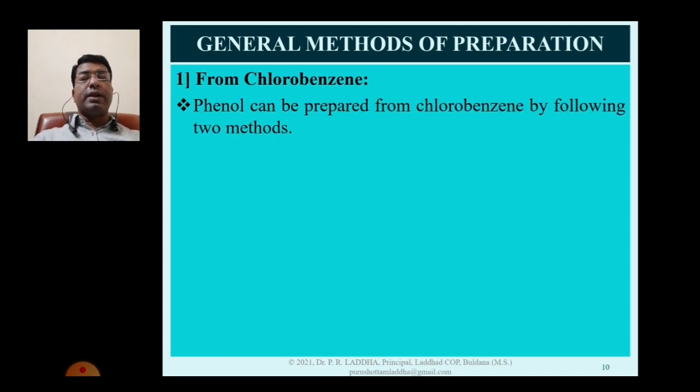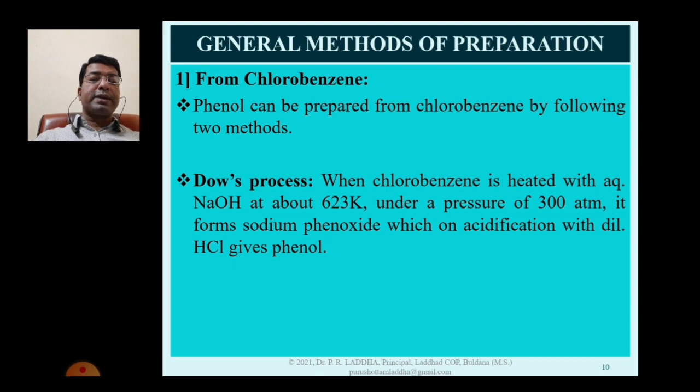So first is from chlorobenzene. Phenol can be prepared from chlorobenzene by using two different methods. One is called the Dow process and another one is the Raschig process. In the Dow process, chlorobenzene is heated with aqueous NaOH at 623 Kelvin under 300 atmospheric pressure. That will give us sodium phenoxide. In the second step, sodium phenoxide on acidification with dilute HCl gives phenol.